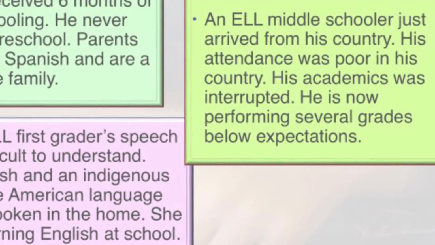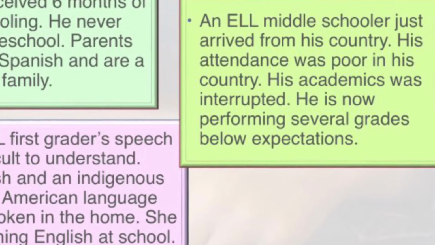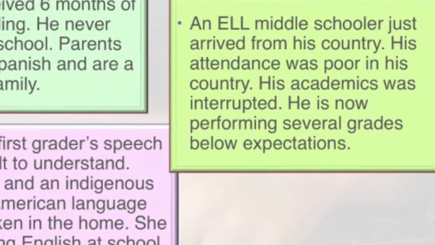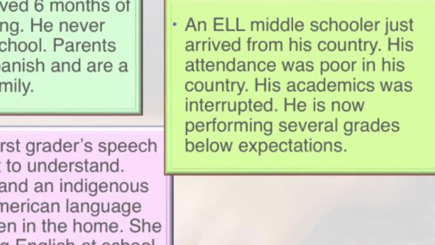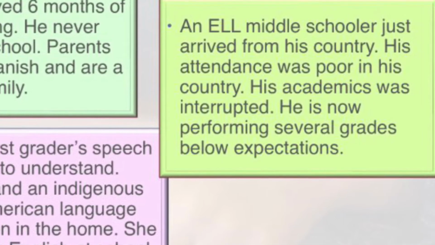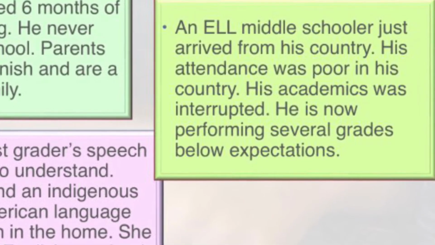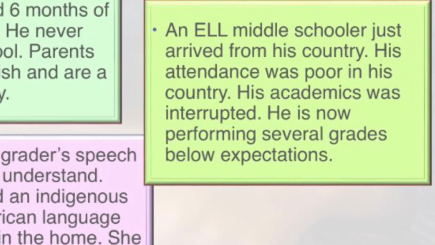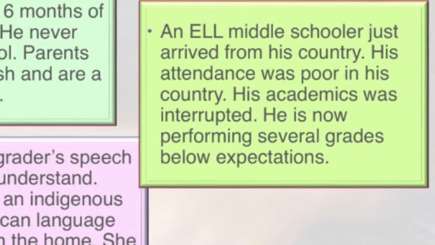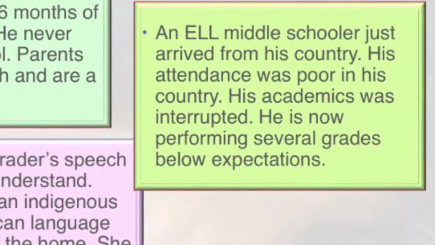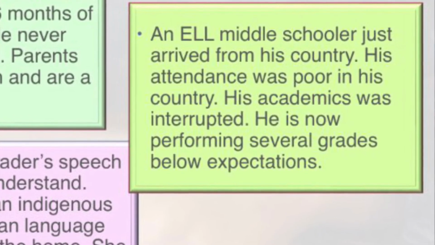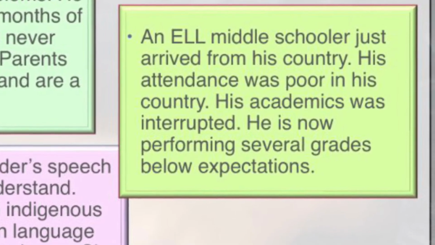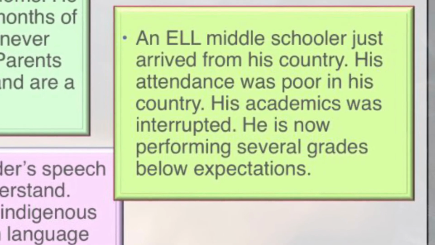Here's another scenario. An ELL middle schooler just arrived from his country. His attendance was poor in his country. There are gaps in his education. He's now performing several grades below expectations. What do we do? Well, again, we have to prove that this child has a disability. But if he was deprived of an education, is he truly disabled? Or are we responsible for filling in those gaps? Now, why would a student have such an interruption in academics?